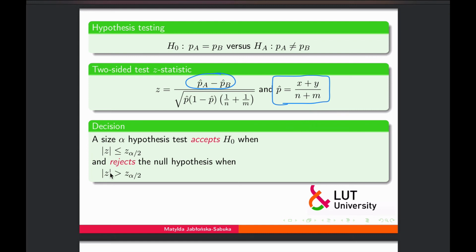So then the decision here, a size alpha hypothesis test, accepts the null when we are within the acceptance region, so between the critical values on both sides, and then we reject it if we are on either side, to the left or to the right from either of the critical values.